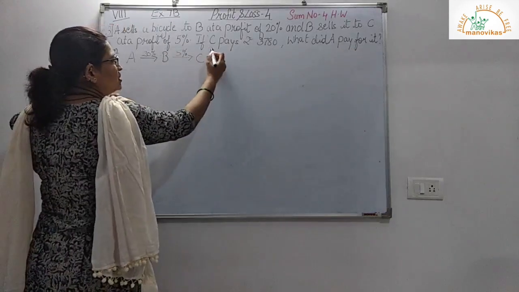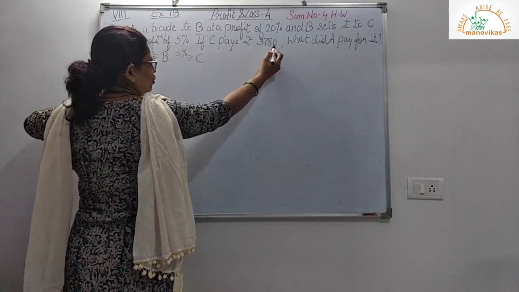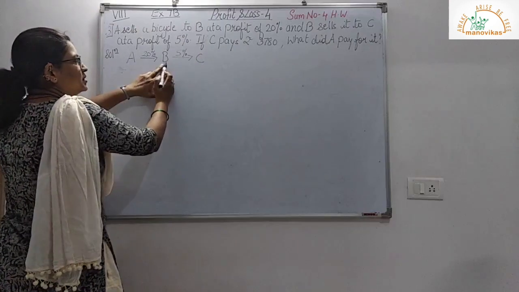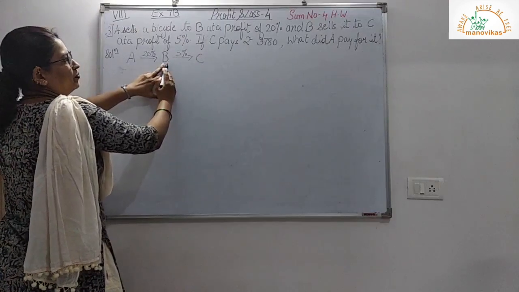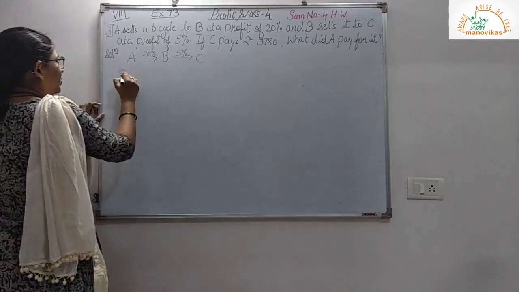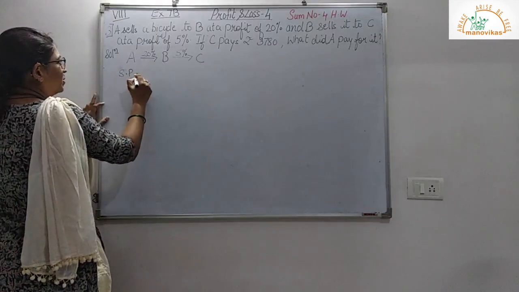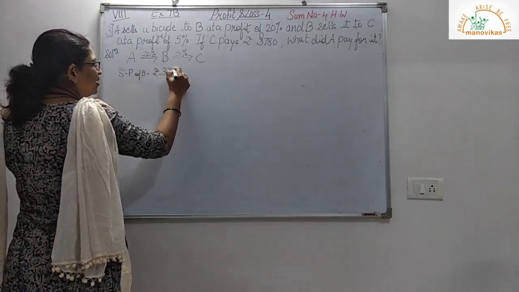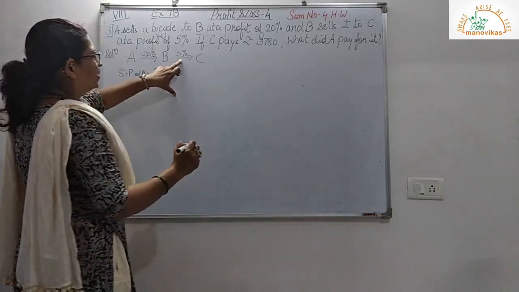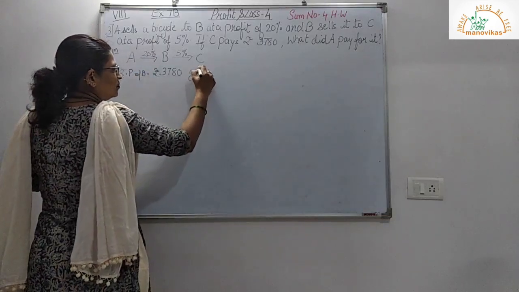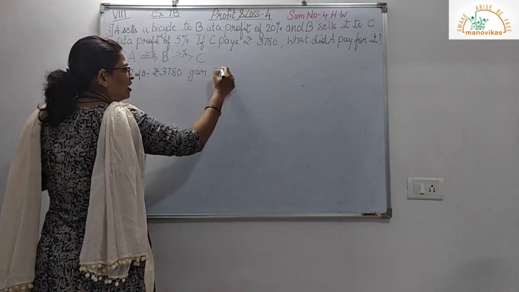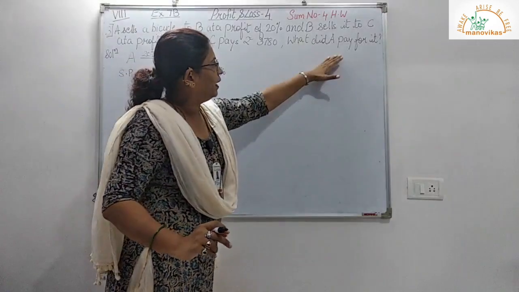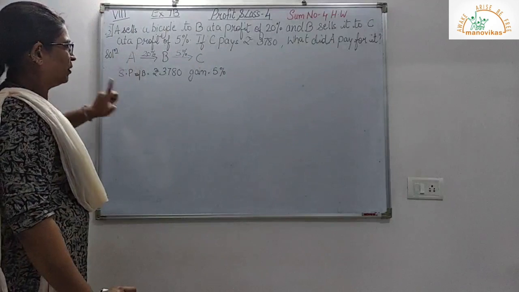Now what they have said, if C pays rupees 3780, if C has paid this much amount, so that becomes the selling price of B, which is equal to rupees 3780, and the gain percent is 5%, right? Gain percent is 5% here. Now lastly we have to find what A has paid for it.